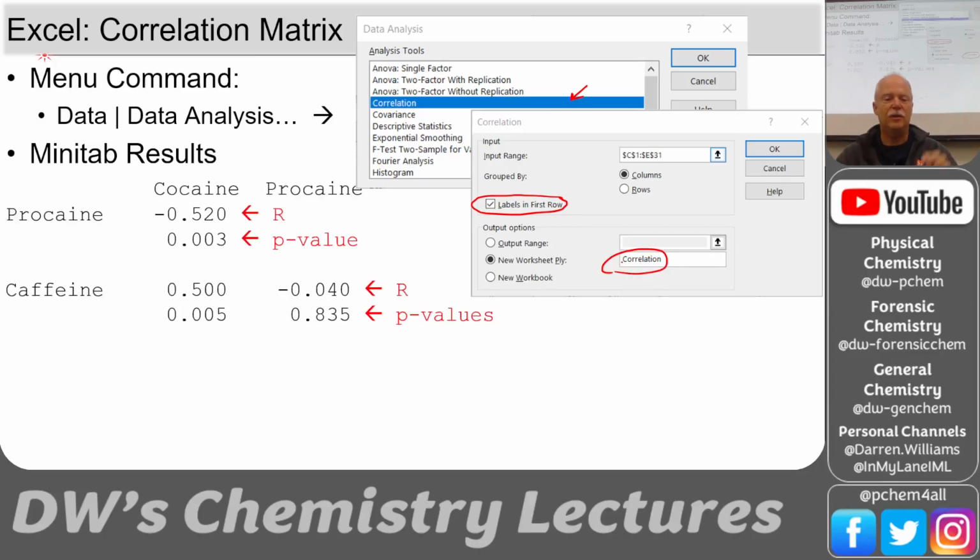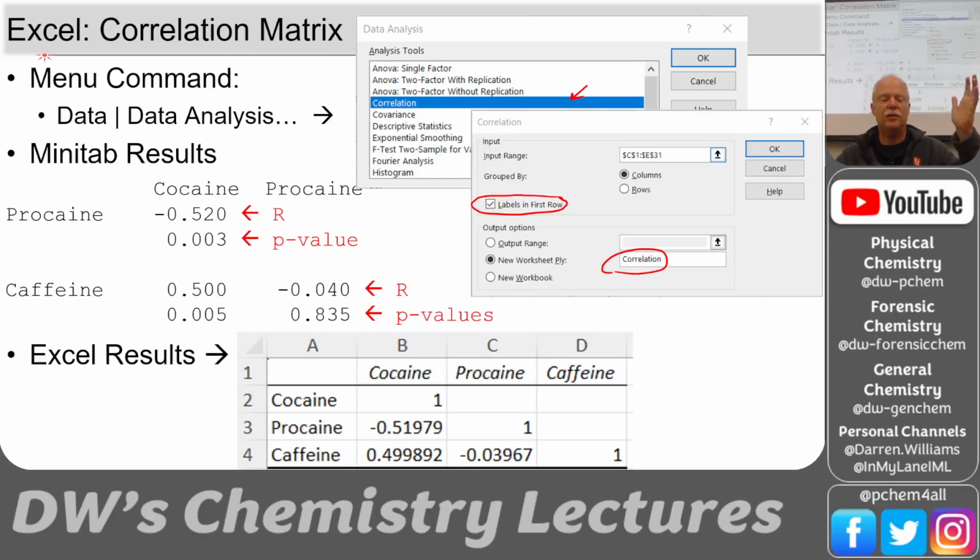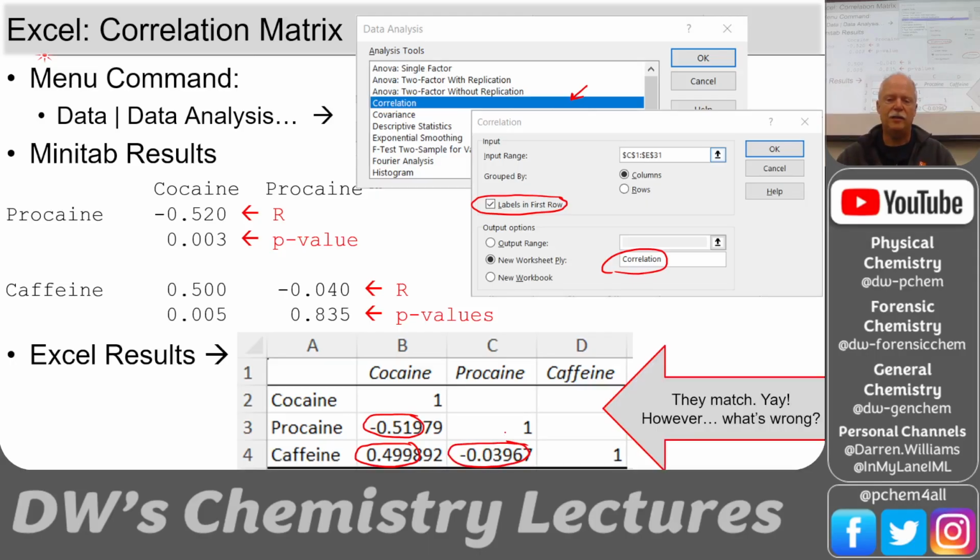And the Minitab results, just for your reminder, is this. And here's the Excel results. And that's great, they match. The negative 0.520, which is what we would get if we rounded that here. The positive 0.500, which is what we would get if we rounded that one. And the 0.040 is what we would get here. Okay, so that's great, they match. However, what's wrong?